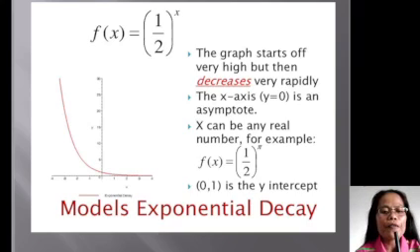The graph starts off very high but then decreases very rapidly. The x-axis is an asymptote, and x can be any real number. For example, f of x is equal to 1/2 to the power of pi, and (0, 1) is the y-intercept. So this is an example of models of exponential decay.